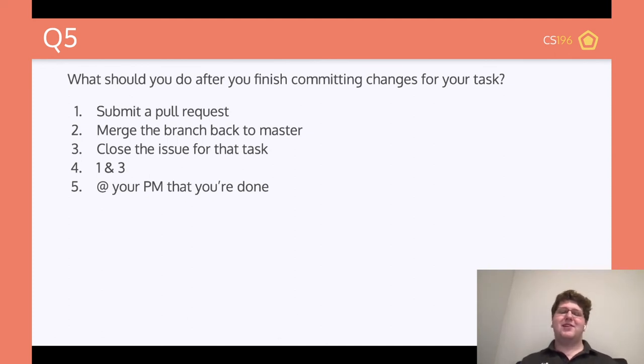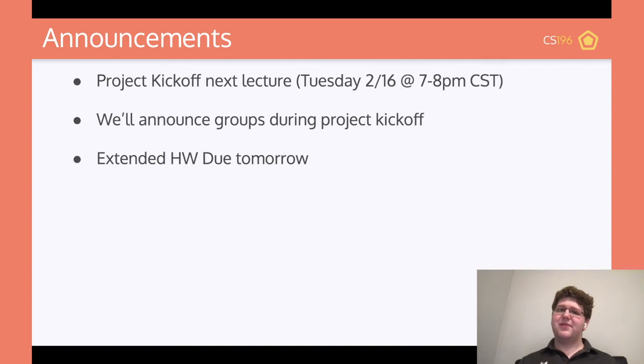And then obviously number 5 is wrong because you don't want to just start spamming your PM. That's kind of annoying. It's a nice to have though if you want to @ your PM once and say, hey, I finished this thing, can you check out the pull request? But don't just add them without having that pull request ready.